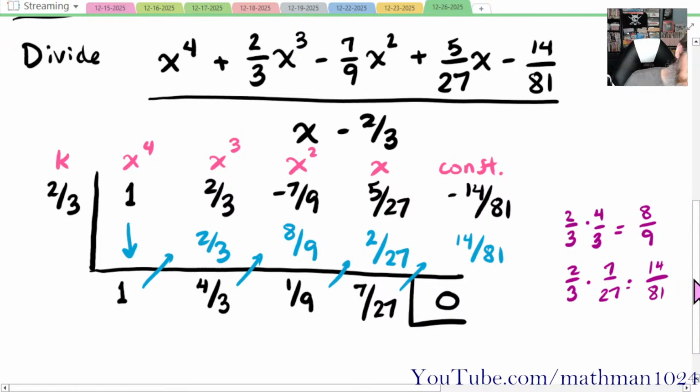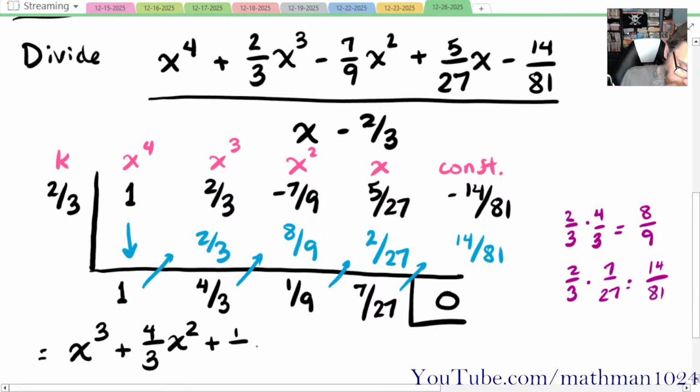So then my answer to this, so it was x to the 4th for that first column. This is now the coefficient for x to the 3rd. Then we have plus 4/3 x squared plus 1/9 x plus 7/27.